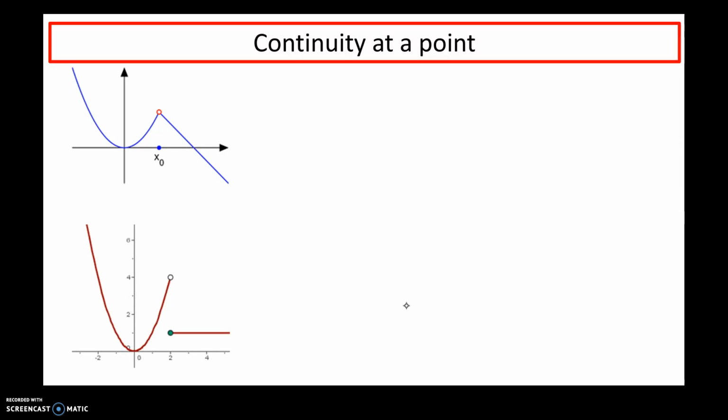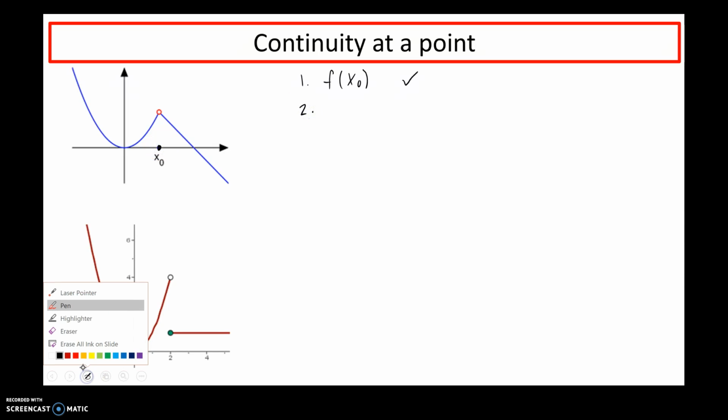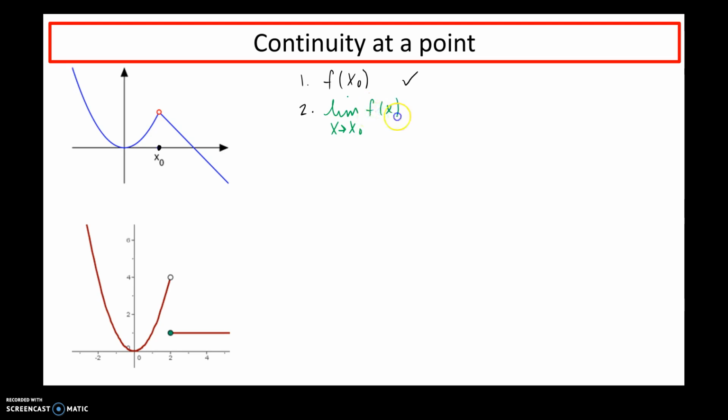All right, so let's look at the first graph. So condition number 1, f of x sub 0 has to exist. That works. Okay, that's that closed circle right here. Our second condition, the limit as x approaches x sub 0 must exist. So the limit from the left-hand side and the limit from the right-hand side both approach the same y value. So this condition is satisfied.